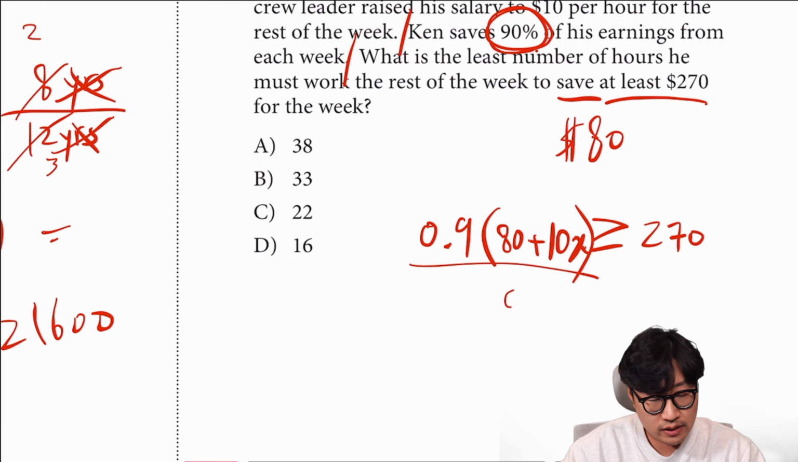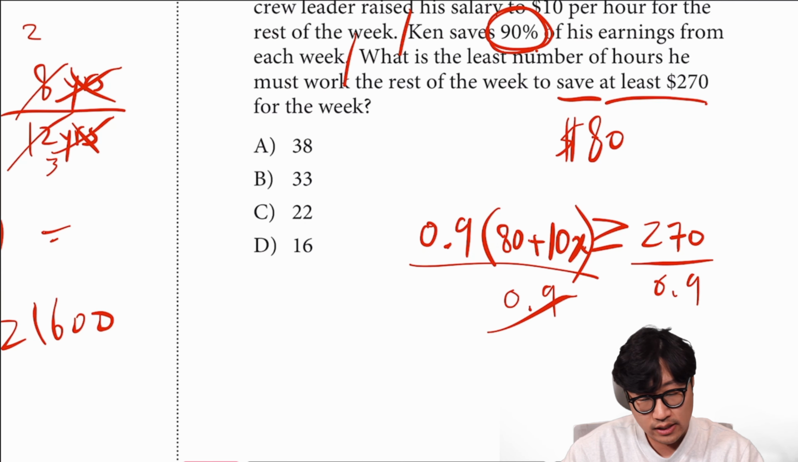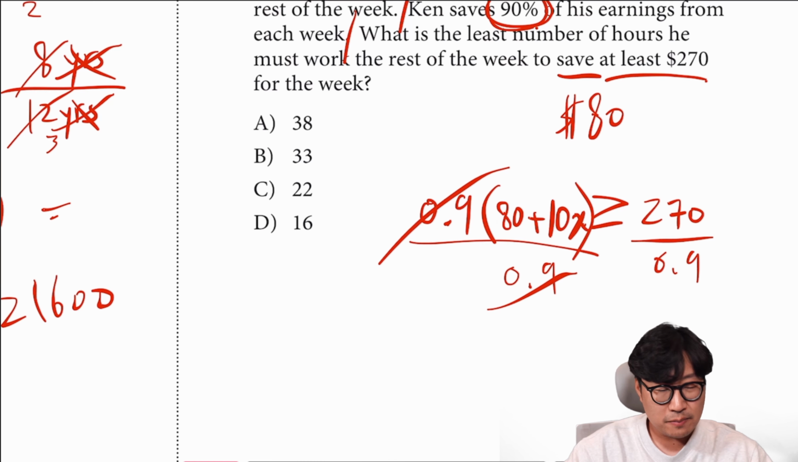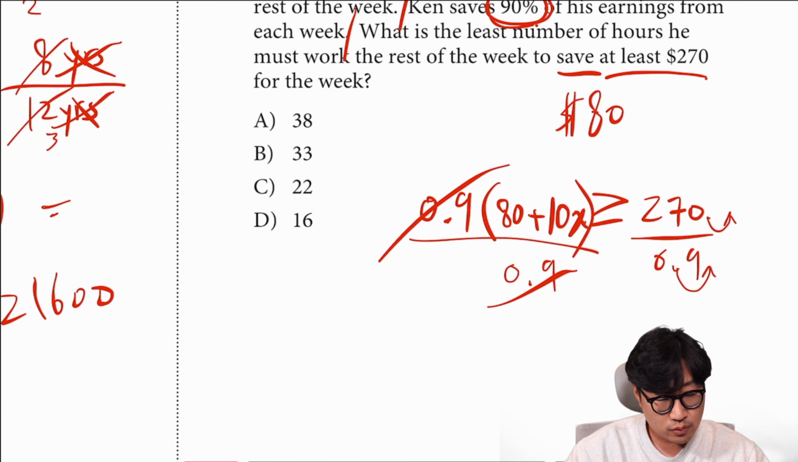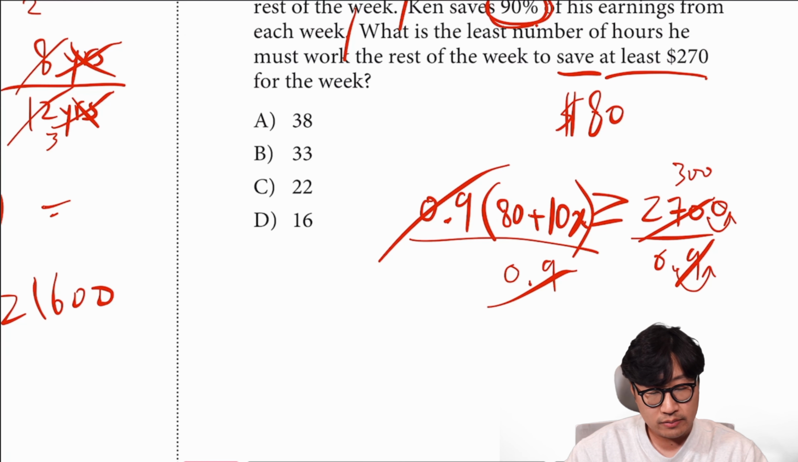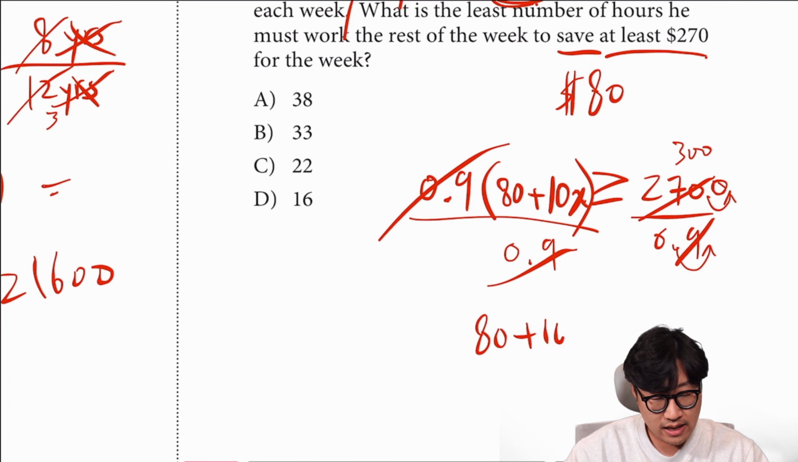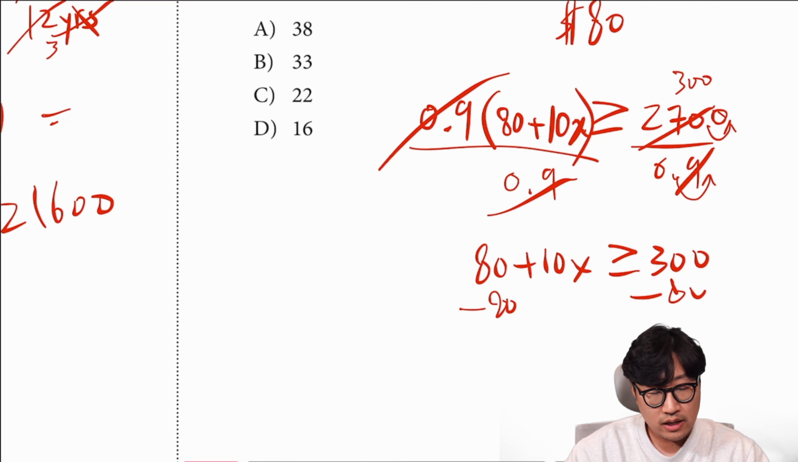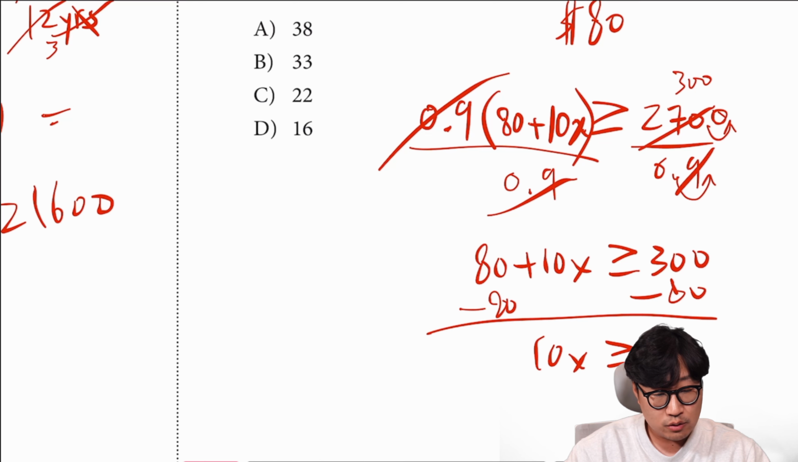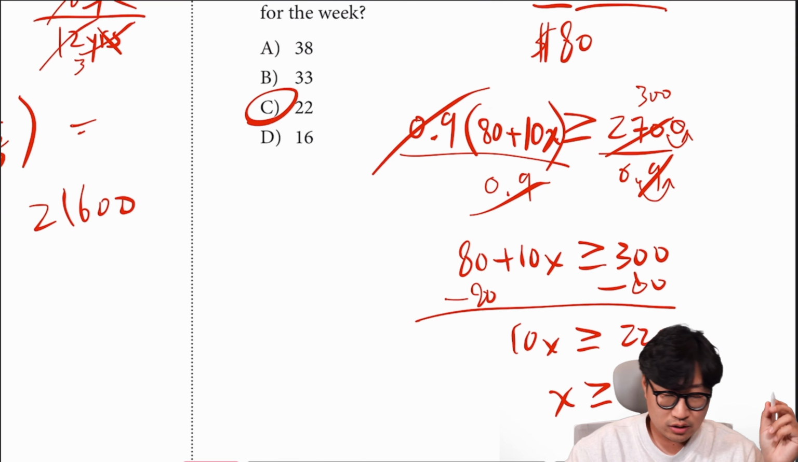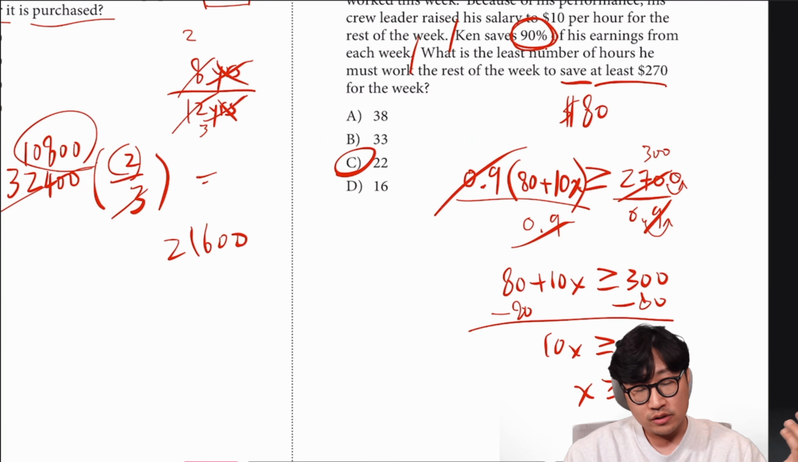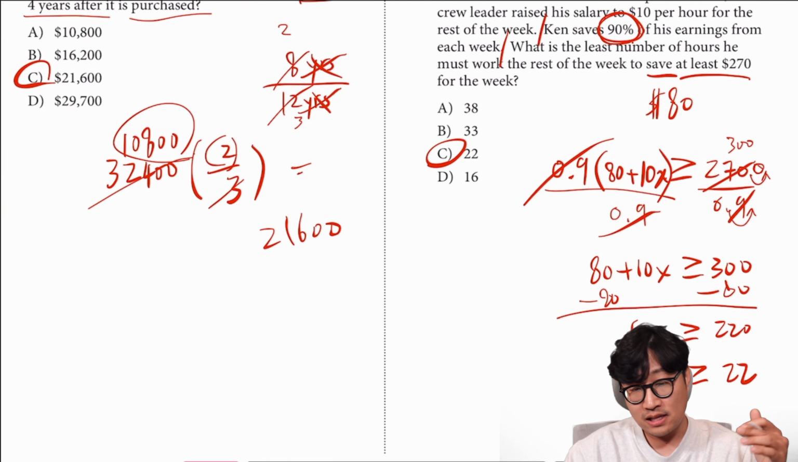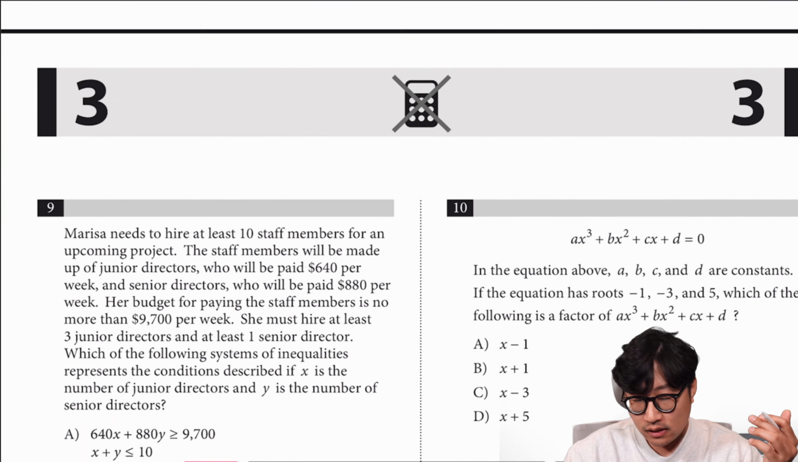First, I'm going to divide by 0.9 on both sides to cancel that. And if you don't like dividing by decimals, you can just push the decimal one place and then divide by 9. So that's just going to be 300. 80 plus 10x is greater than or equal to 300. Subtract 80 on both sides, so you get 10x is greater than or equal to 220, so x is greater than or equal to 22. So he's got to work at least 22, if not more, hours in order to save at least that $270, if not more.